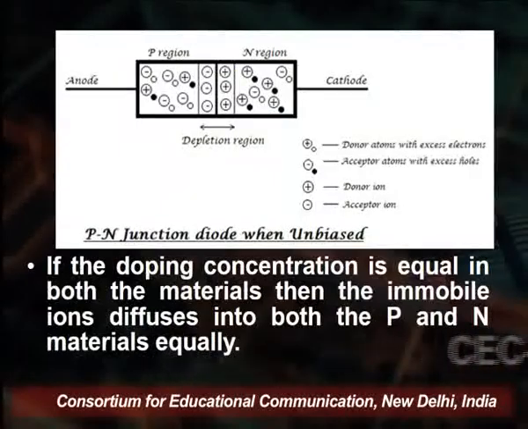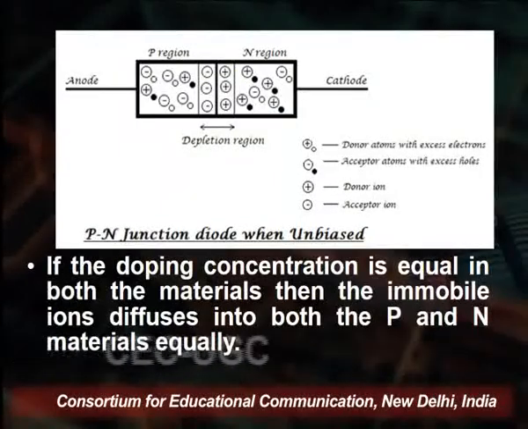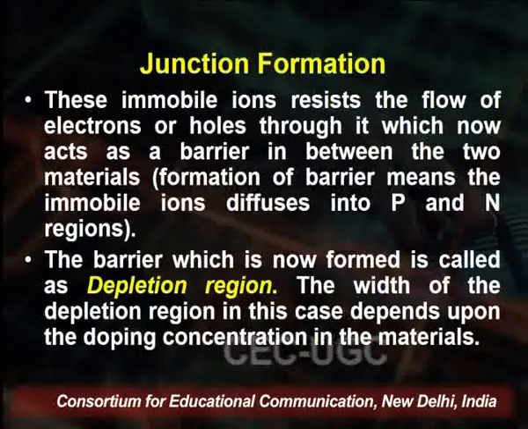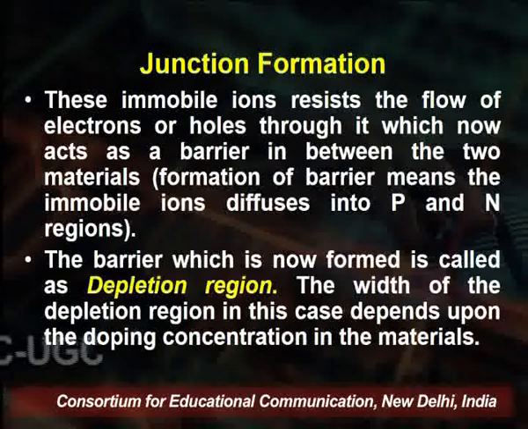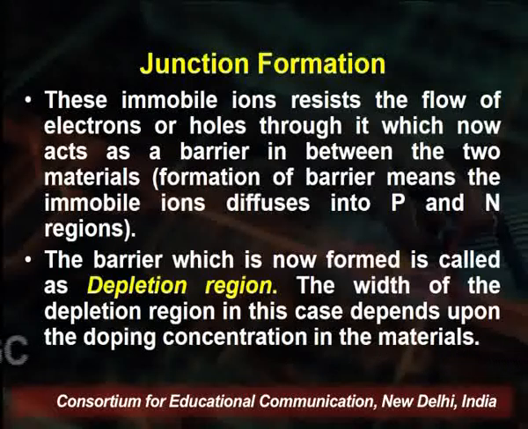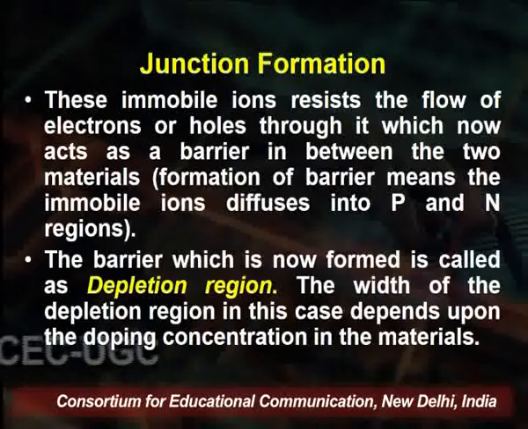You see here in between these p and n type there is a depletion region, that is a depletion layer where the holes and electrons can be combined. There is a barrier where immobilized ions restrict the flow of electrons or holes through it. So this is the depletion region. The width of the depletion region depends upon the doping concentration in the material, where the electrons are more or the holes are more. On the basis of that we can define the width of the depletion layer.